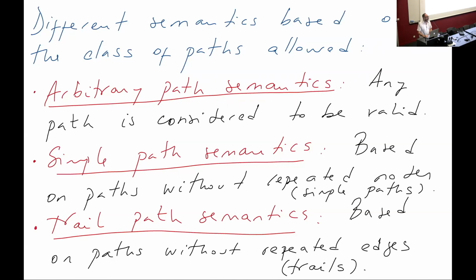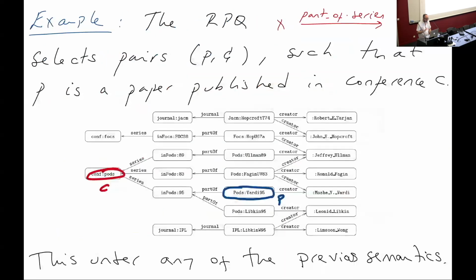Or a trail path semantics, that is the one that is essentially used by some graph database engines today, such as Neo4j and the language Cypher. They use a trail path semantics. And what is a trail? A path that doesn't repeat edges.